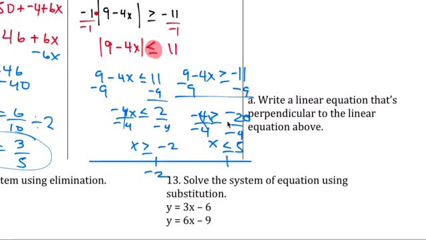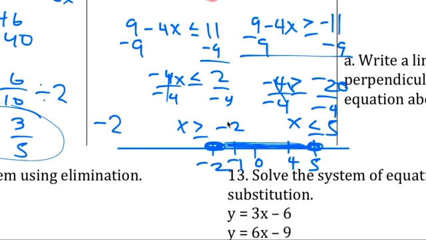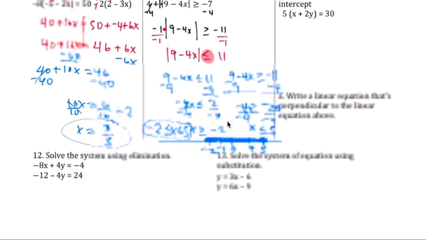Negative 2, 5. Less than 5 is 4, 3, 2, 1, going all the way to here. Greater than negative 2 is negative 1, 0. It's an and statement. So your answer is negative 2 less than or equal to x less than or equal to 5. That's how you write that statement.